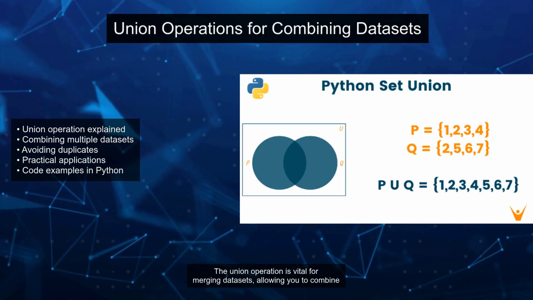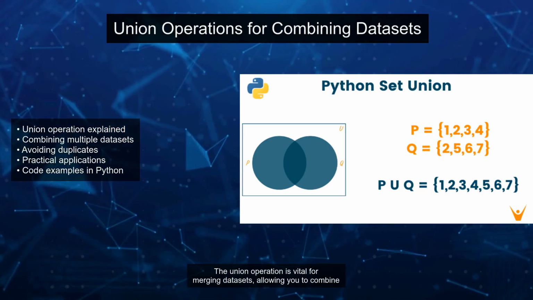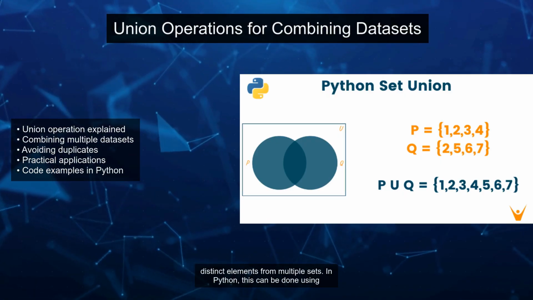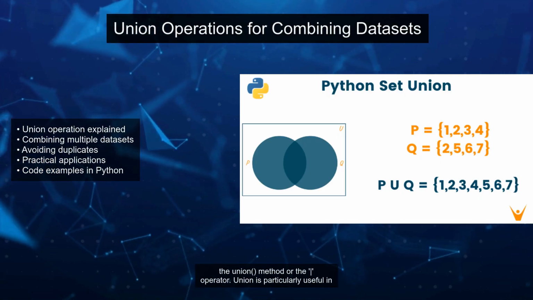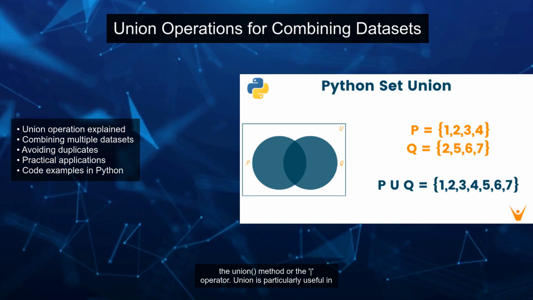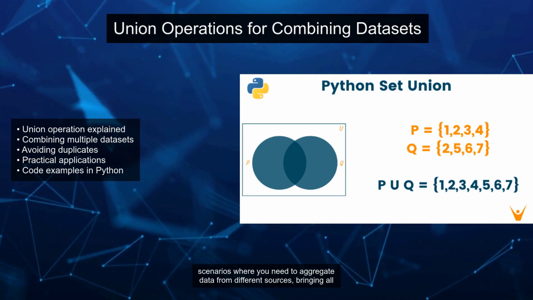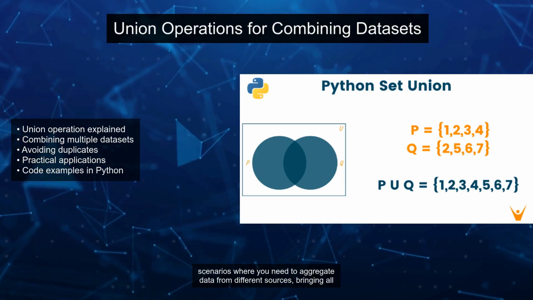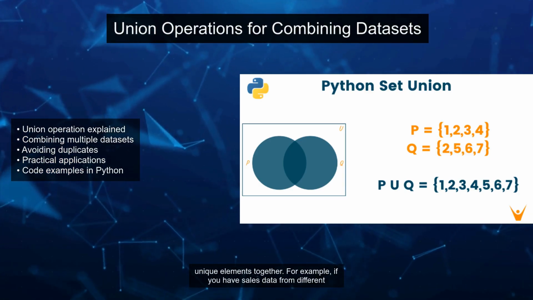The union operation is vital for merging datasets, allowing you to combine distinct elements from multiple sets. In Python, this can be done using the union method or the vertical bar operator. Union is particularly useful in scenarios where you need to aggregate data from different sources, bringing all unique elements together.